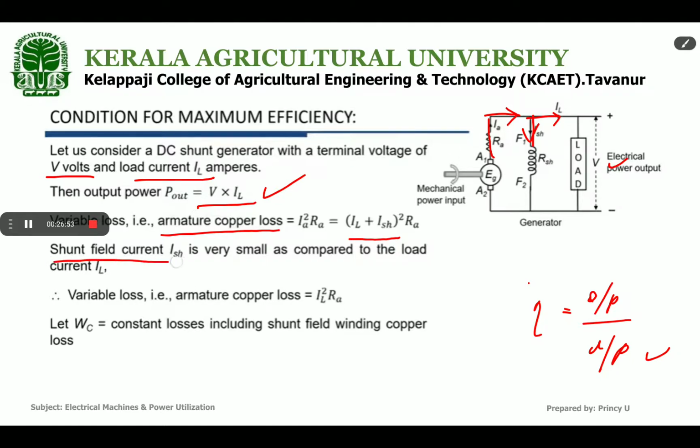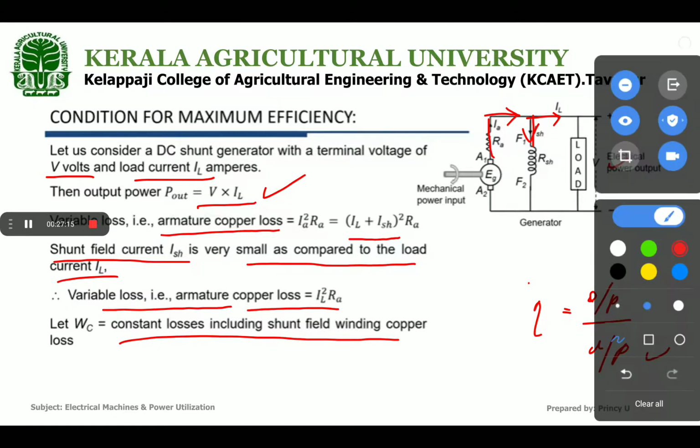We know that shunt field current is very small as compared to the load current IL. So we neglect it, and the variable loss we can write as armature copper loss, IL square Ra. Let the constant losses, including shunt field copper losses also, be represented as WC.